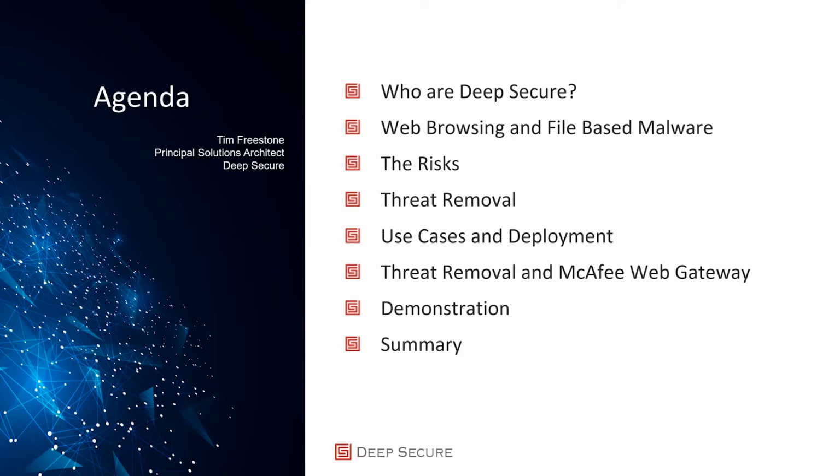I'll briefly talk through the problem of file-based malware when web browsing and the sort of risks that threat removal can mitigate. I'll then give an overview of the threat removal technology, how it works and some of the use cases that threat removal can be applied to and how it can be deployed. Moving on to how threat removal can integrate with McAfee Web Gateway and a demonstration of that integration. Finally, we'll wrap up with a summary and some links for further reading.